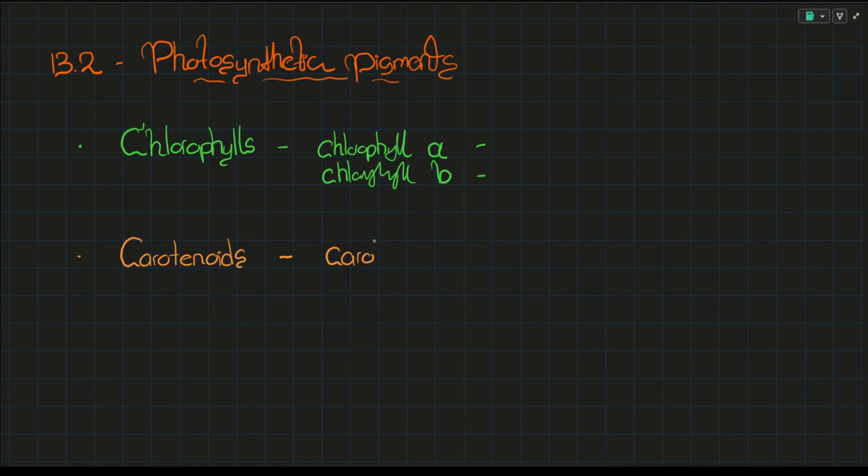Carotene is the first carotenoid pigment. This is sometimes referred to as beta carotene, but we'll just call it carotene for now. And then the next pigment, I have always thought of this pigment as a really good name for a band. You know, like the Beatles and stuff.